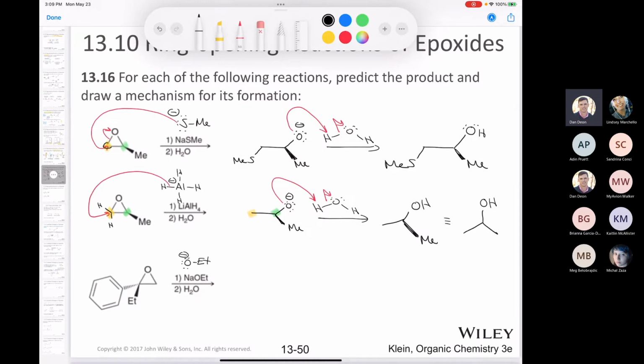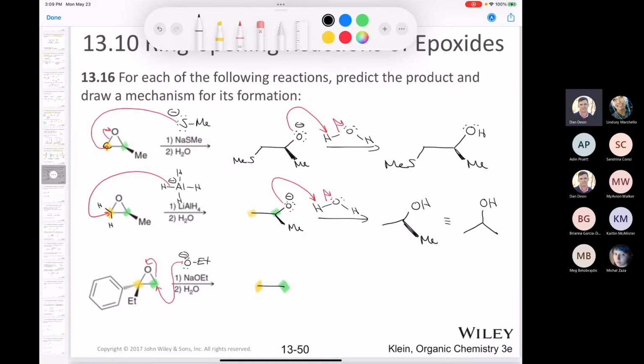We have our nucleophile. We have this carbon in yellow and this carbon in green. It's going to attack the carbon in green because it's less sterically hindered. So we have our nucleophile attacking. Open the ring. We have our carbon-carbon bond. This is our carbon in green. This is our carbon in yellow.